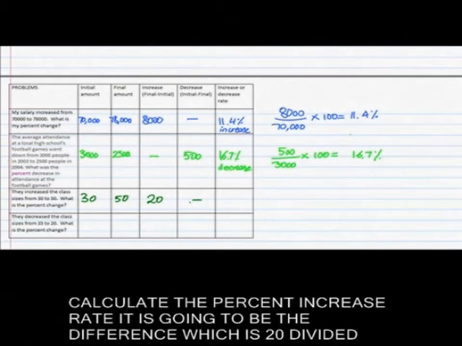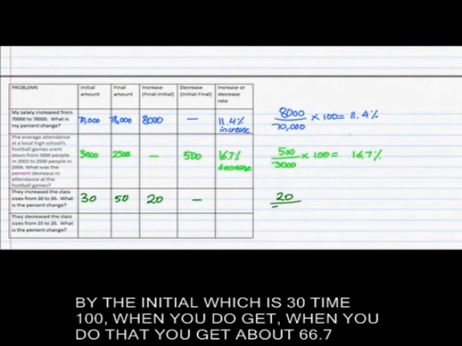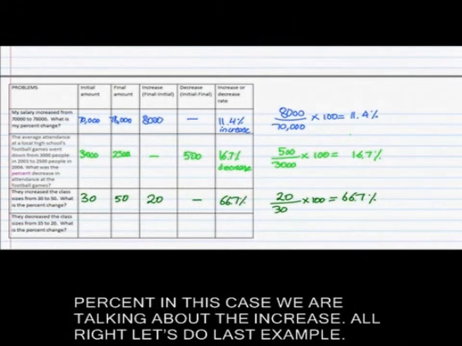How do we calculate the percent increase rate? It's going to be the difference, which is 20, divided by the initial, which is 30, times 100. When you do that, you get about 66.7%. In this case, we are talking about the increase.